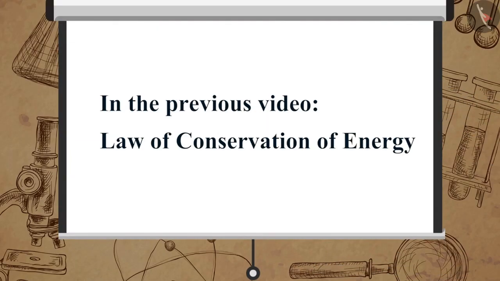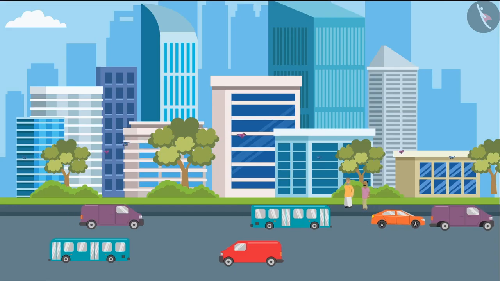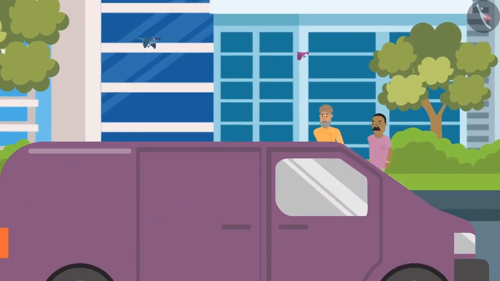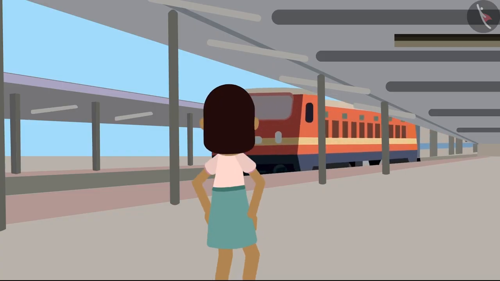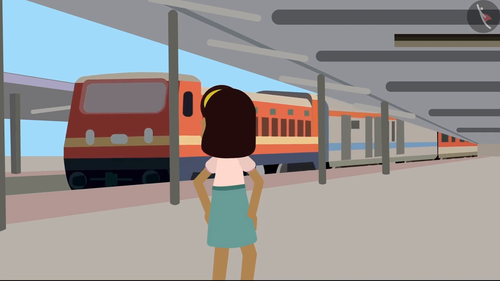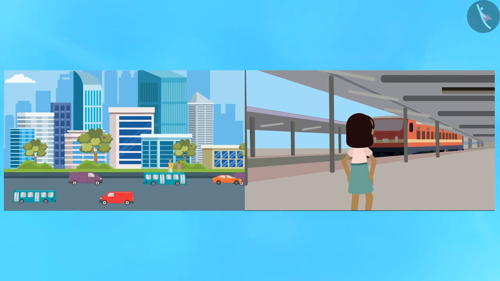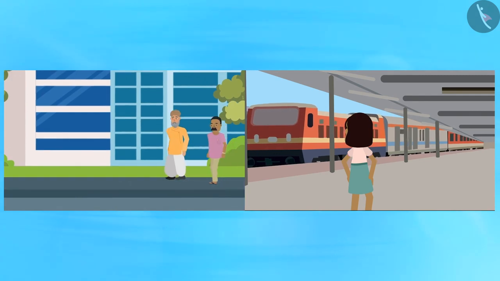In the previous video, we learned about the law of conservation of energy. In this video, we will learn about power. Do you think all human beings do their work at the same rate? Or all the machines consume and transfer energy at the same rate? The rate of doing work varies with all the individuals, and different machines also work at different rates.